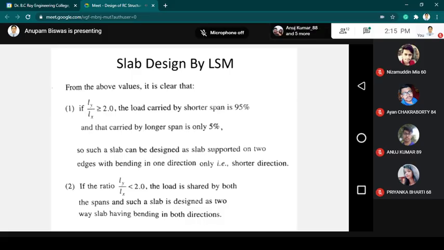So while designing the slab and considering the support on the two edges, due to the two edge support, the bending will be only in one direction, that is the shorter direction. And in the other case, when the ratio is less than 2, the load is equally shared by both the shorter span as well as the longer span, because the bending takes place in both directions.